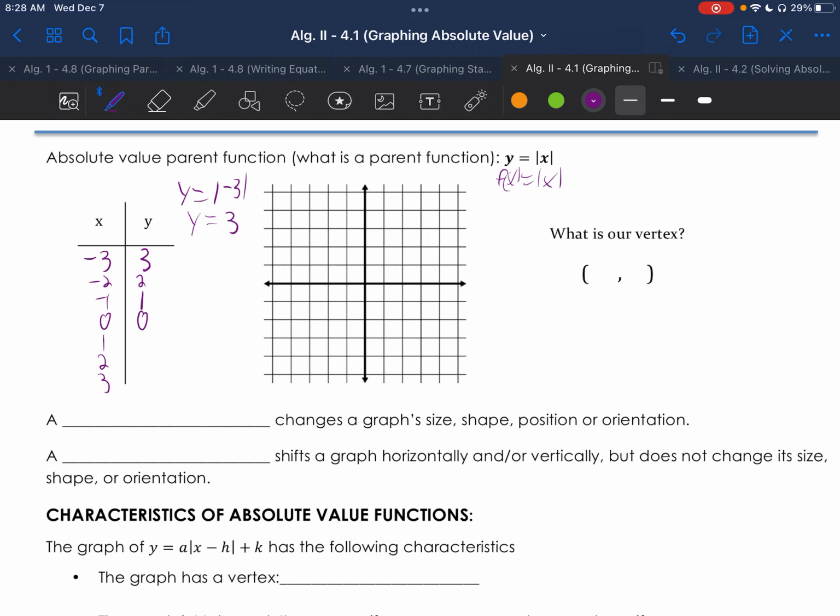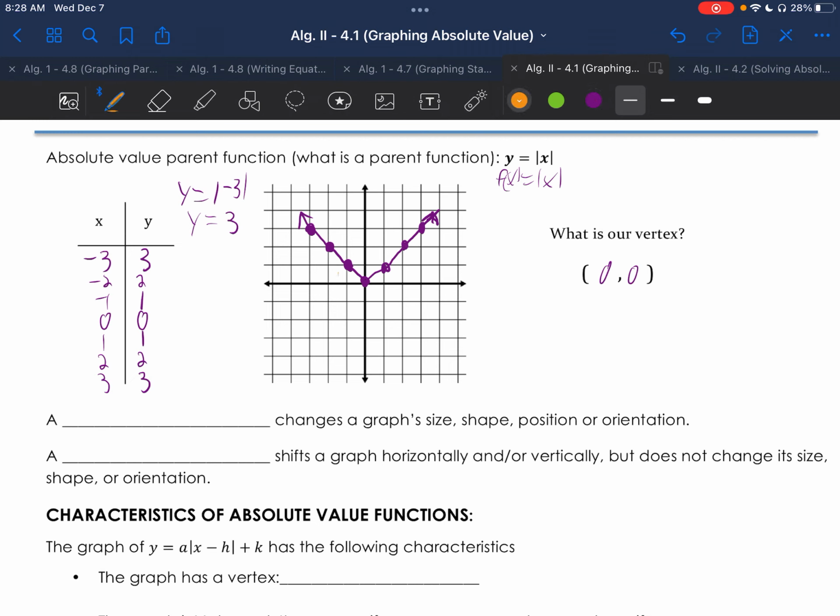Same thing for -2, you get 2 out. -1, you get 1 out. 0, you get 0 out. And for 1, 2, and 3, you get 1, 2, and 3. Because basically whatever number you put in, you'll get a positive out for absolute value. And now we can go and graph these. So the points are (-3, 3), (-2, 2), (-1, 1), (0, 0), (1, 1), (2, 2), (3, 3). We graph them, and we notice we get this V shape.